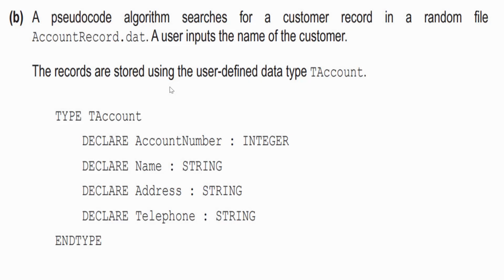A pseudocode algorithm searches for a customer record in a random file, accountRecord.dat. So when you get on your paper 4 exam, you'll have to handle a txt file.